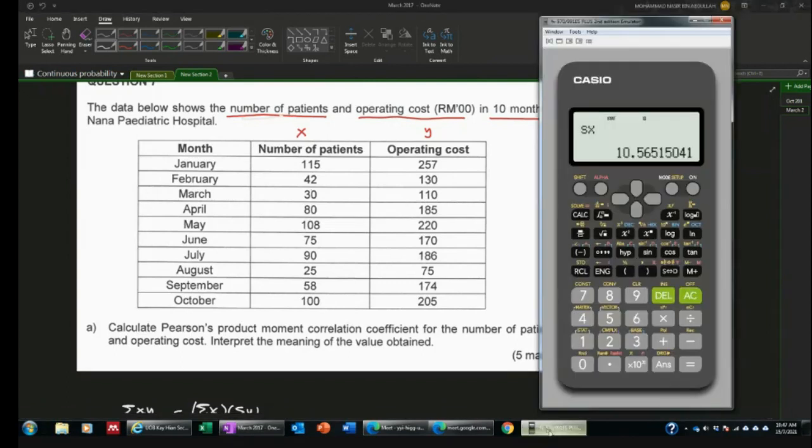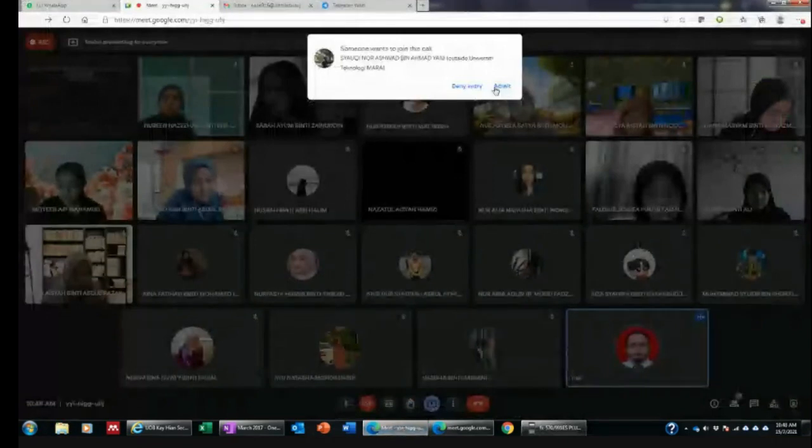So you input into the calculator. Before you input into the calculator, make sure that we close the frequency option, because we opened it earlier. Press stat, number 4, frequency off. Then press statistics and find a plus bx, number 2, and input the values: 115, 42, 30, 80, 108, 75, 90, 35, 58, 100. So that is 10. Then 257, 130, 110, 185, 220, 170, 186, 75, 174, 205. I always have a habit to recheck the data that you have already input.